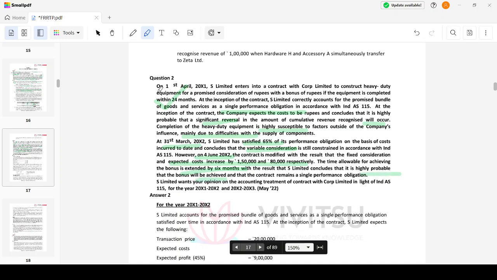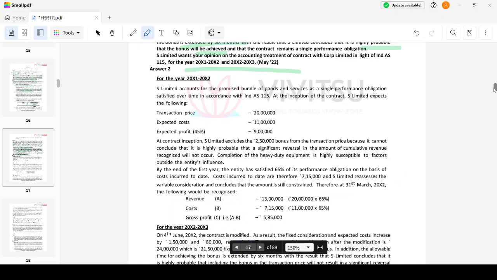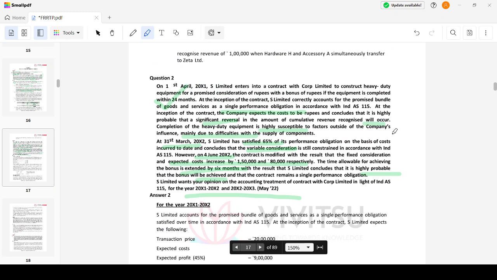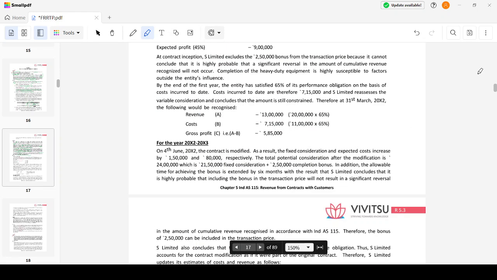So, what is the accounting treatment? For 20X1, the case is that I have the promised bundle of goods. The transaction price is 20 lakhs.